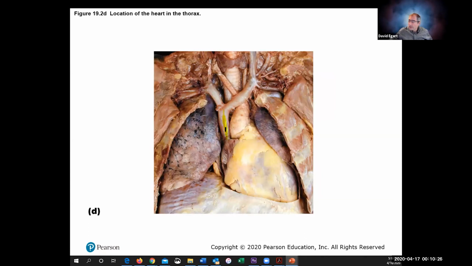What vein is this right here coming in on the top of the heart? Superior vena cava. Yep, exactly. Then what is this and this? Brachiocephalic veins, and then going into the subclavian and jugular veins. Here's the aorta coming off. What's the first main branch coming off the aorta? Brachiocephalic. Exactly, the brachiocephalic trunk.